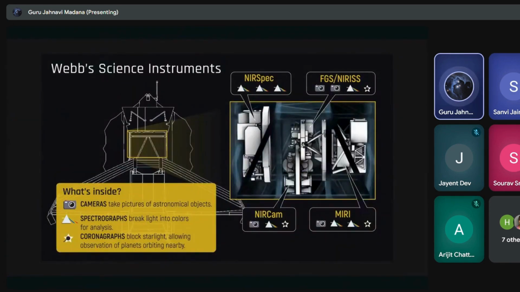The instruments of Webb, the major ones include the NIRCam, called Near Infrared Camera, MIRI, the Mid-Infrared Instrument, and NIRSpec, the spectrograph, Near Infrared Spectrograph. FGS or NIRISS is the Fine Guidance Sensor. You can see what's inside these, like you can see the classification of cameras, spectrographs, and coronagraphs. So what are coronagraphs? They are basically used for blocking the starlight, so that making the observation of nearby planets possible.